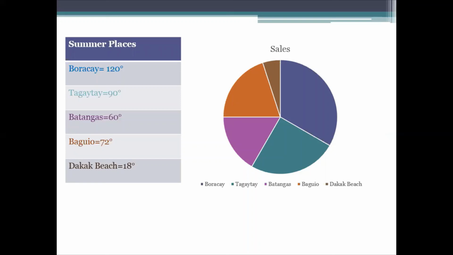You can use your protractor to measure the angle of our circle here. For Tagaytay, we have 90 degrees. This is our Tagaytay. For Batangas, we have 60 degrees. For Baguio, we have 72 degrees. And for Dakak, we have 18 degrees. That is how we calculate for our pie graph.